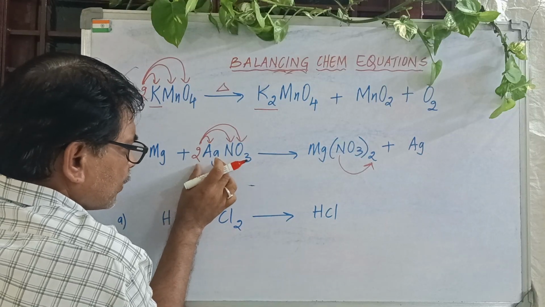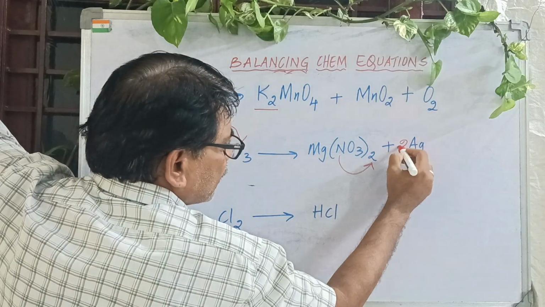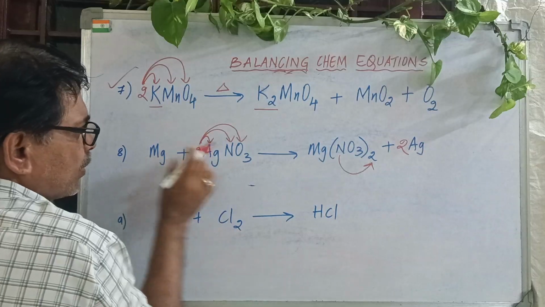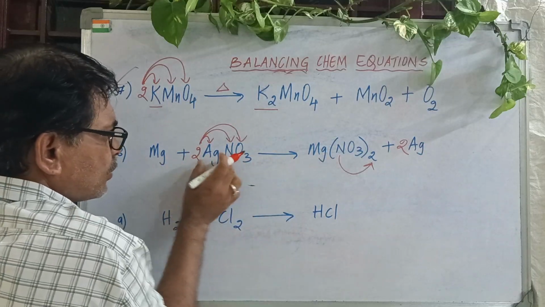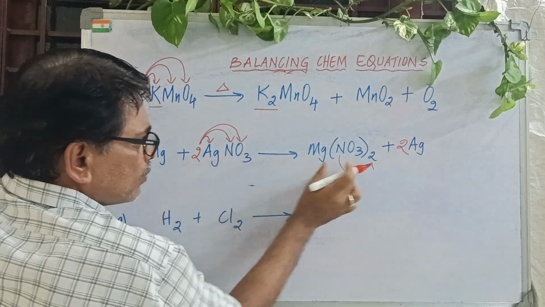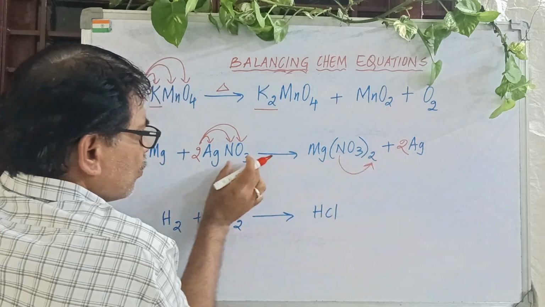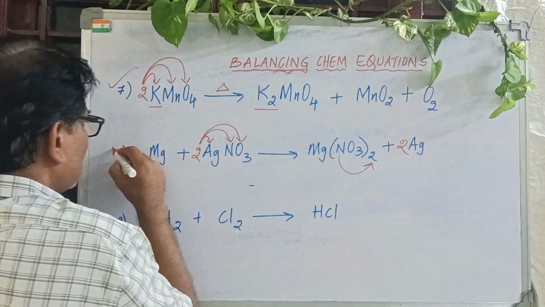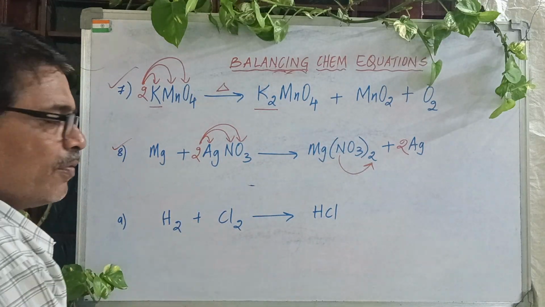Ag is 2. So put 2 over here. Ag is 2, Mg is 1, Ag is 2, N's are 2, O's are 6. 3 2s are 6. Balanced. This is a simple one, very simple one.